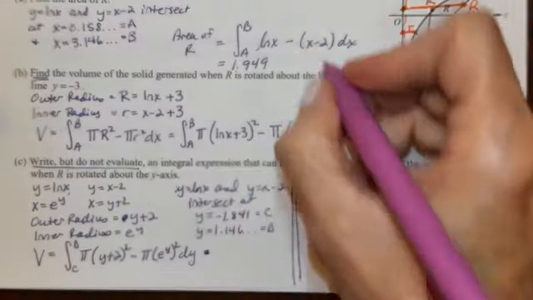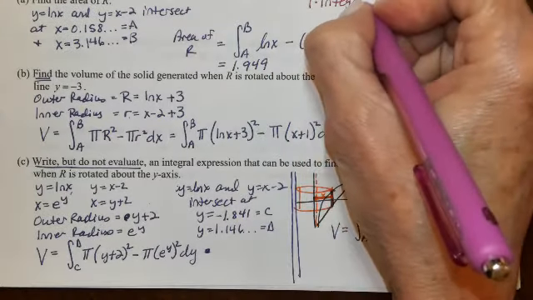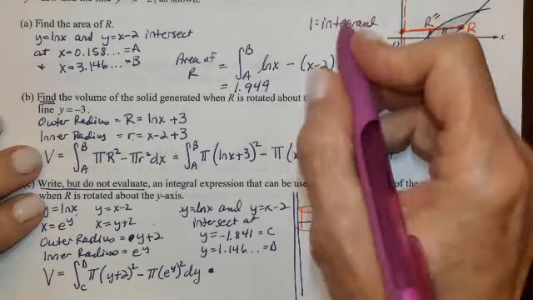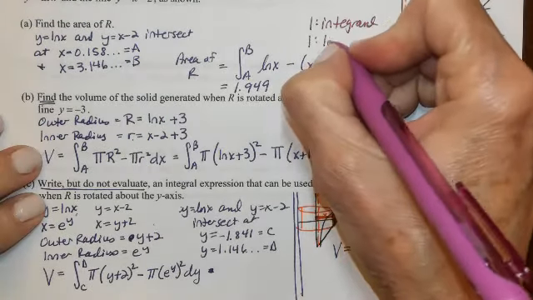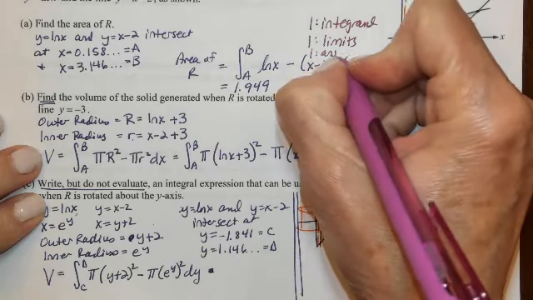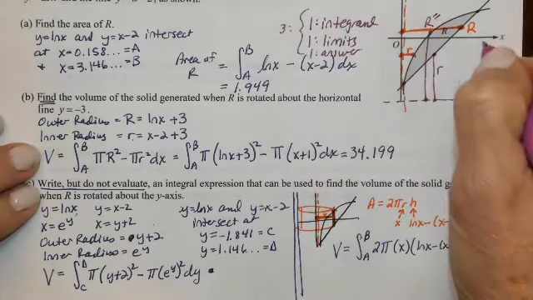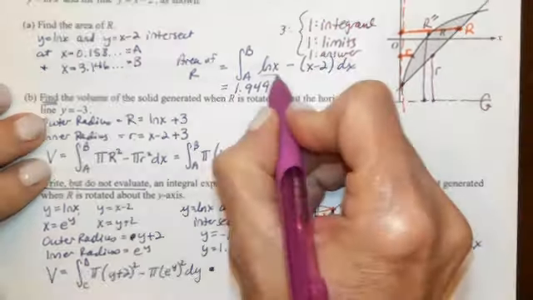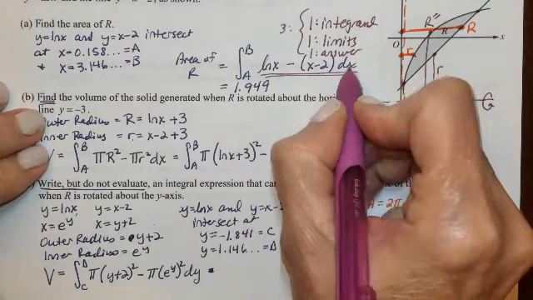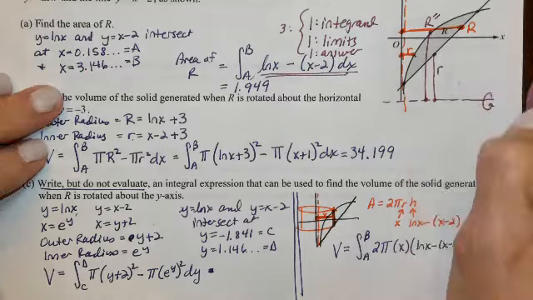they gave 1 point for the integrand. 1 point for the integrand. 1 point for your limits. And 1 point for the answer. So that was worth 3 points. So 1 point for the integrand. Do not forget your dx, you guys. 1 point for your limits, finding those boundaries, and 1 point for the answer.